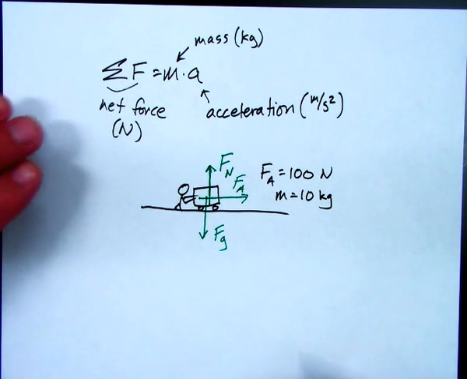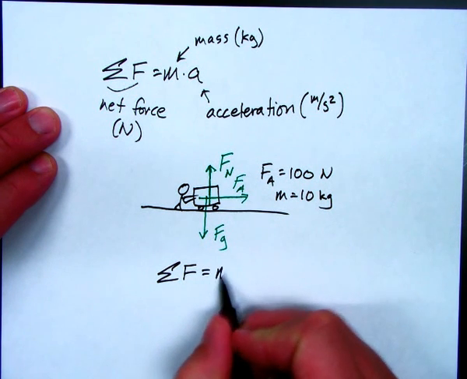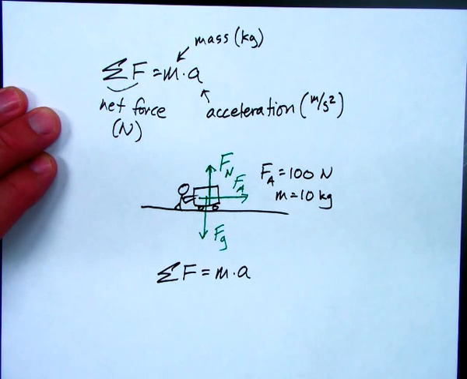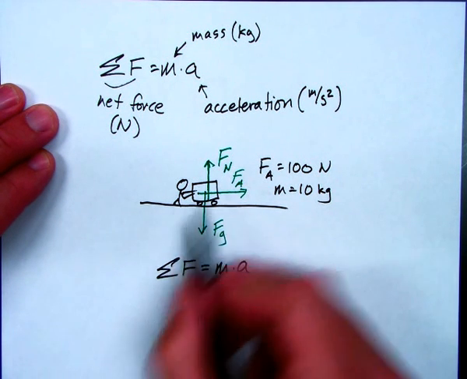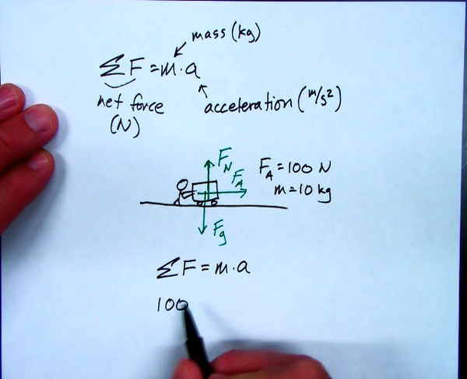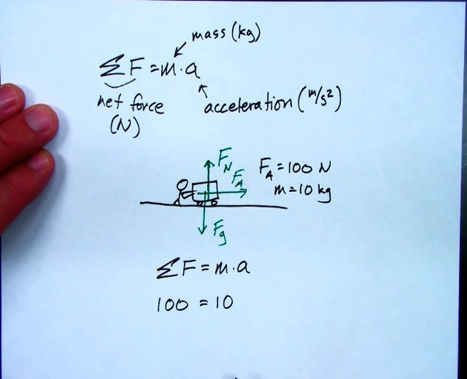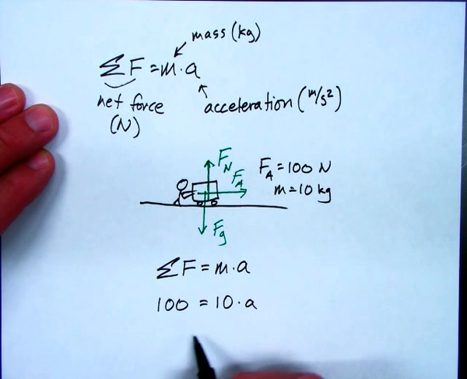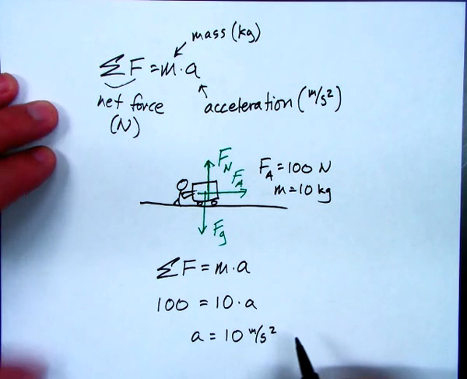So I will say the sum of all forces equals mass times acceleration. The only force that is not canceled here is the applied force. So 100 newtons. The mass is 10. So my acceleration is 10 meters per second squared.